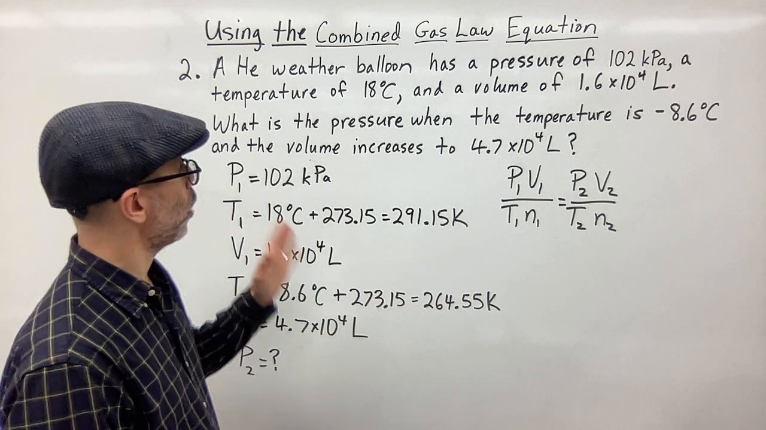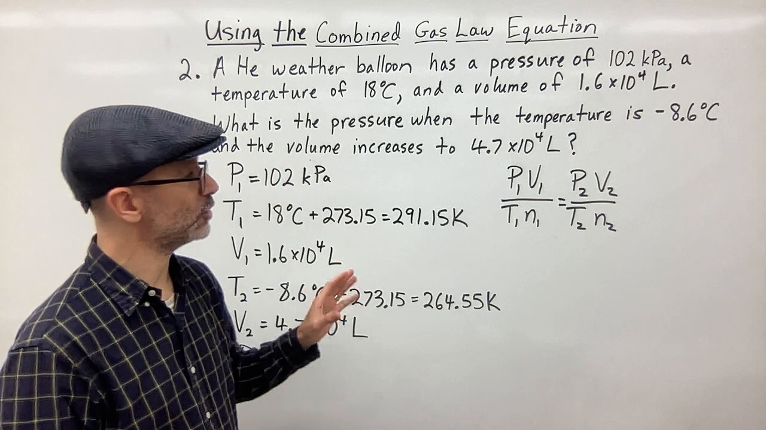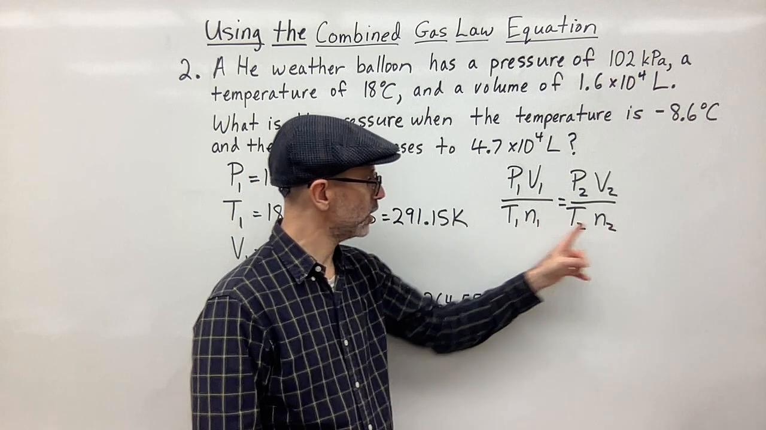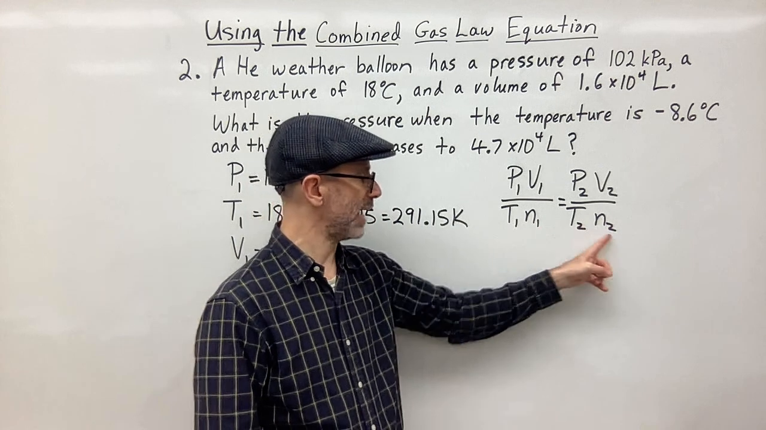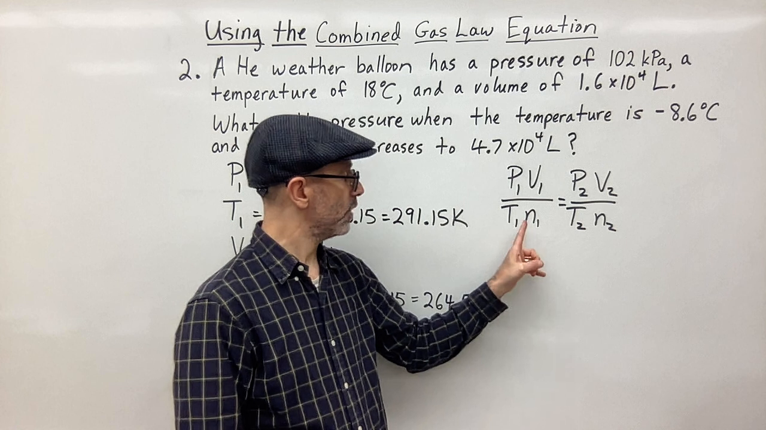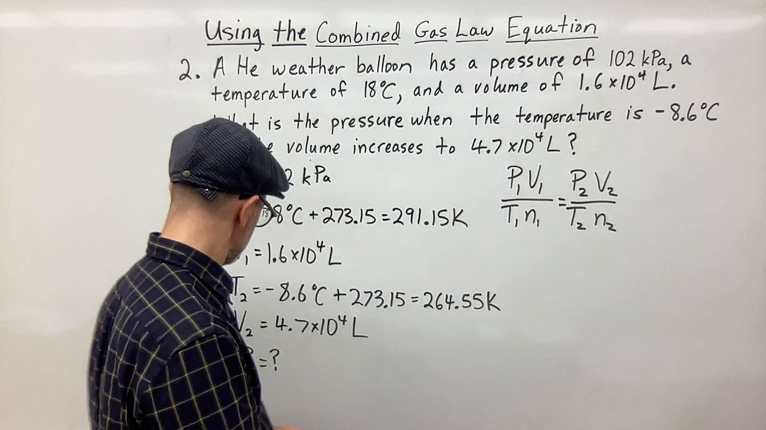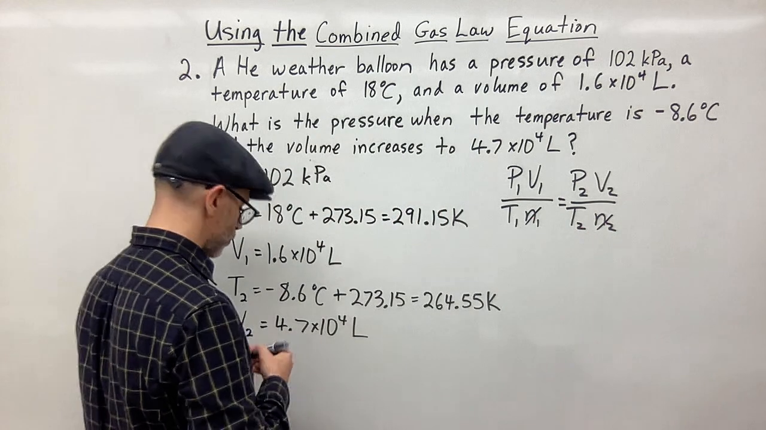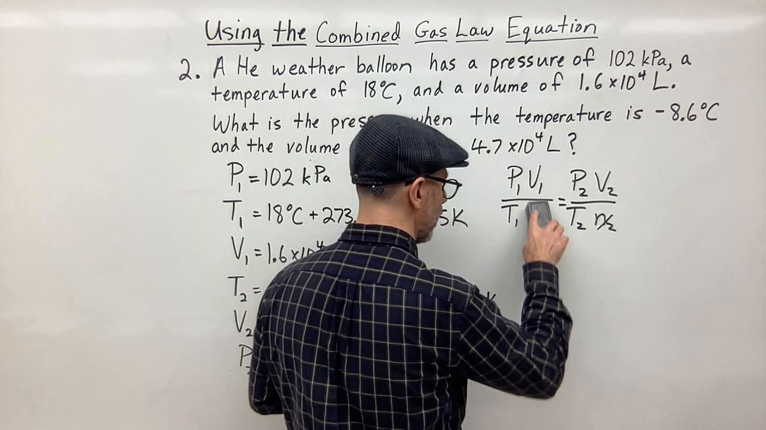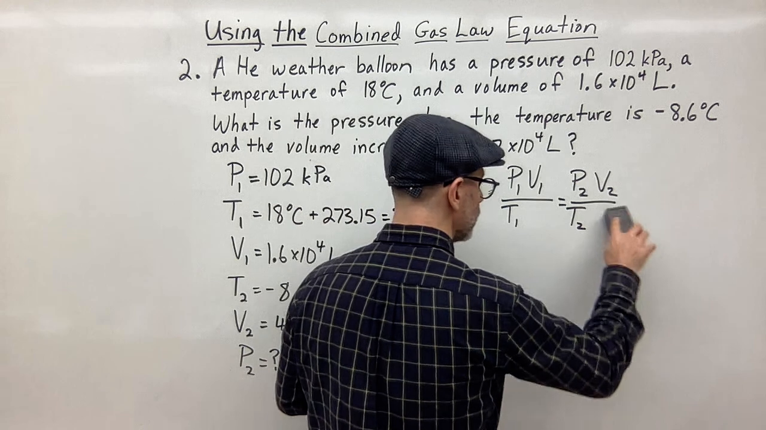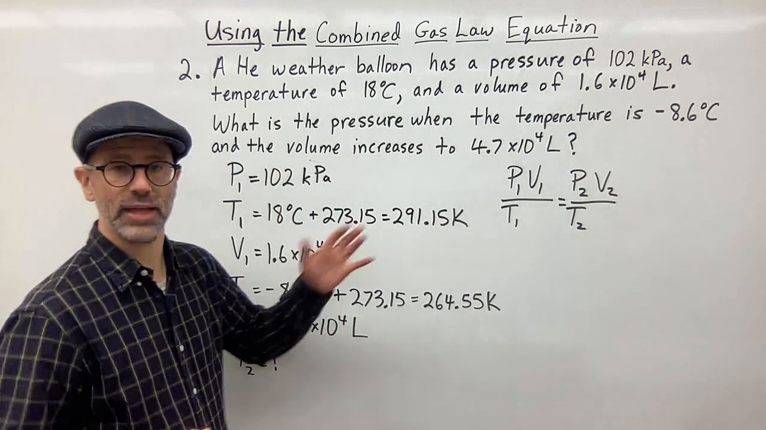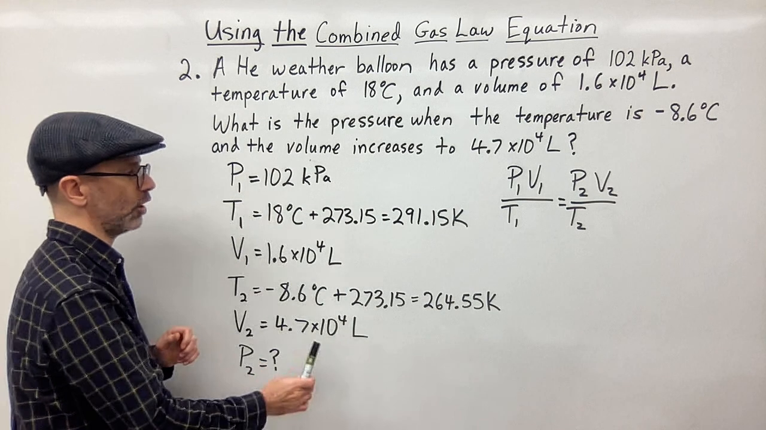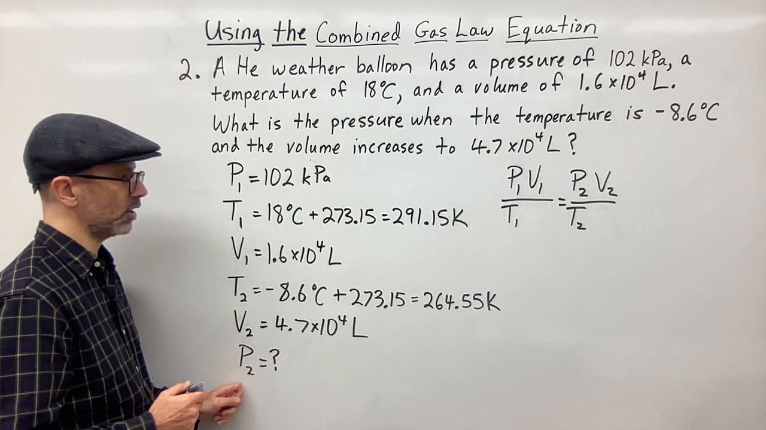So what is missing in this problem? What do they not talk about? And if you say the amount of the gas in the balloon, you would be right. We can assume that that's held constant. So that is our N1 and N2. So those can be eliminated. So we can just erase that from our equation. And what you're left with is this equation here. So then that's the equation we're going to use to solve the problem. So now all we need to do is plug in our values, solve for the missing part, P2.